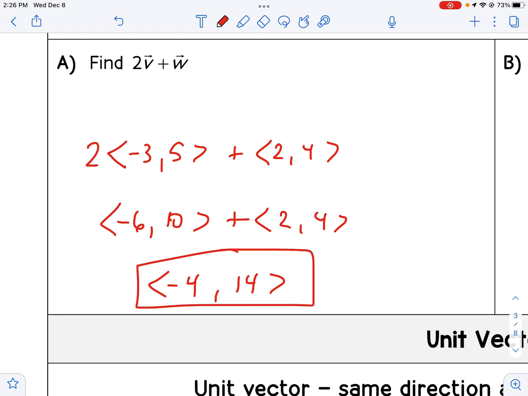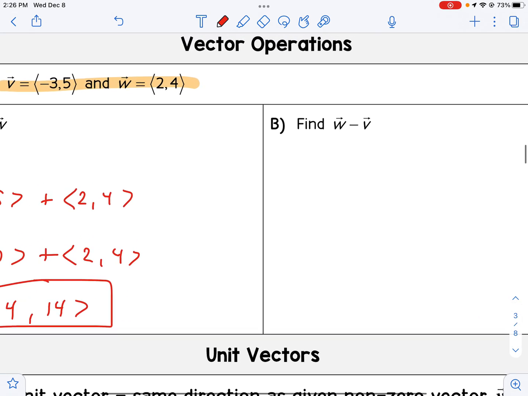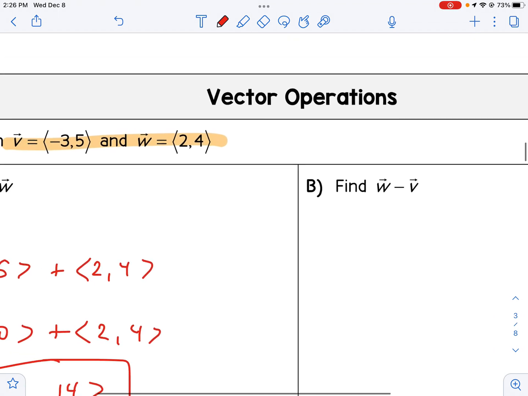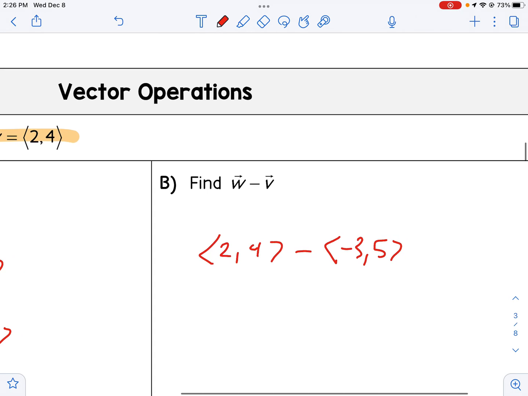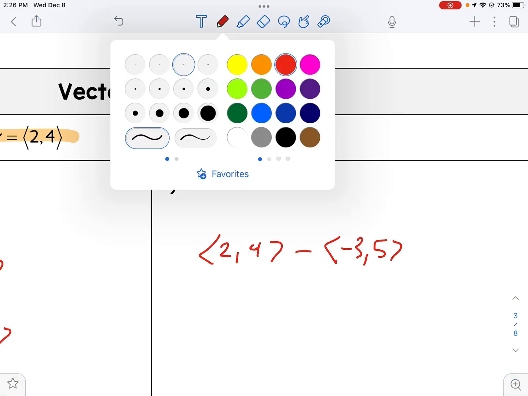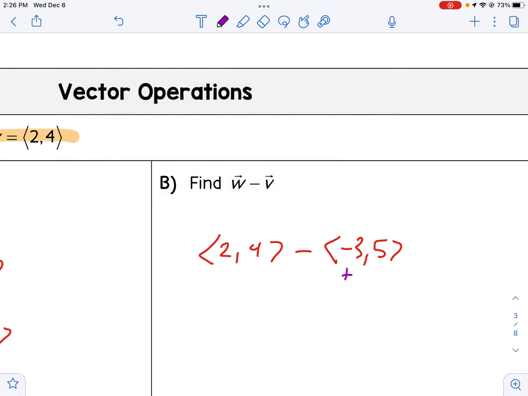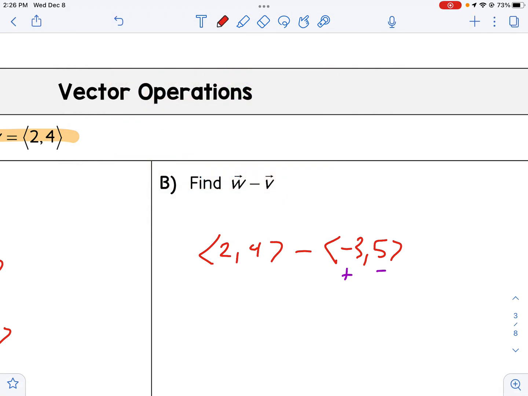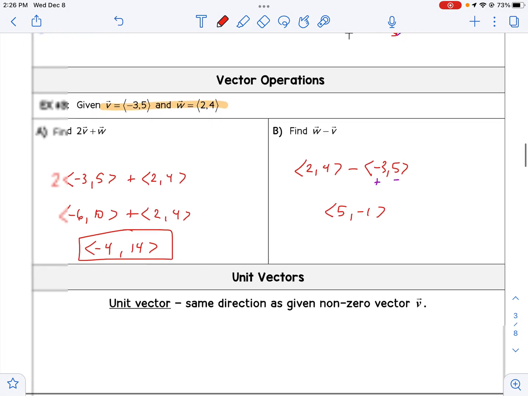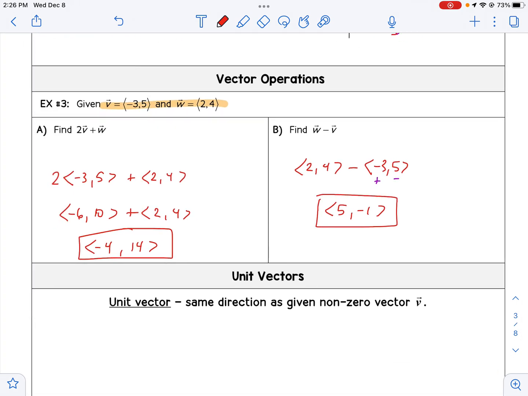Okay, so my best answer. All right, over here, w minus v. Same idea, so I have vector w, which is 2, 4. I'm subtracting vector v, which is negative 3, 5. In doing so, I would be subtracting, so I'd give the opposite here and the opposite there. So my resultant vector would be 5 comma negative 1. That's the answer there.